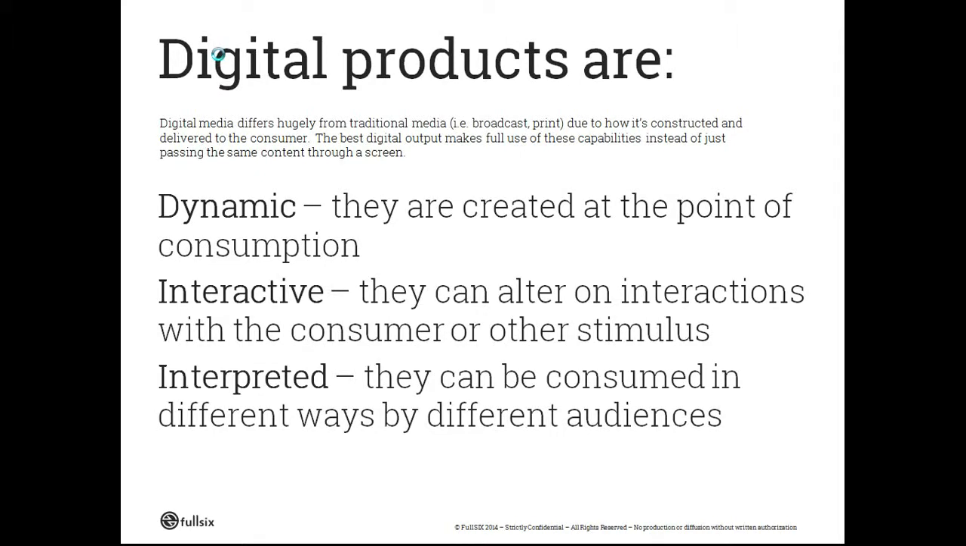It's also interactive. So the site itself can alter on the interactions with the consumer and other stimulus. And we tend to do this in a pretty simple way most of the time, in carousels and clicks and all this kind of thing. But there's a lot more that we could do with it. And then it's interpreted, lastly, which means that it can be consumed in lots of different ways and by lots of different audiences. And personalization on the web, I think, is a touchy subject in some ways, because a lot of the time it's just not that good, because we're all individual subjective human beings and not algorithms. But putting the tools in the hands of the user to help them filter and understand content is the way things are going.